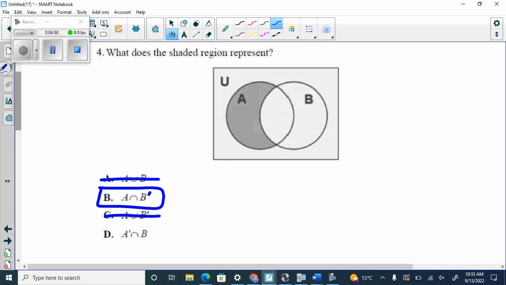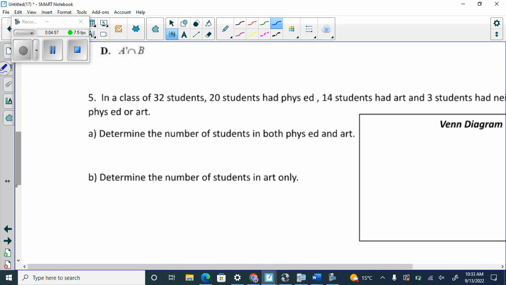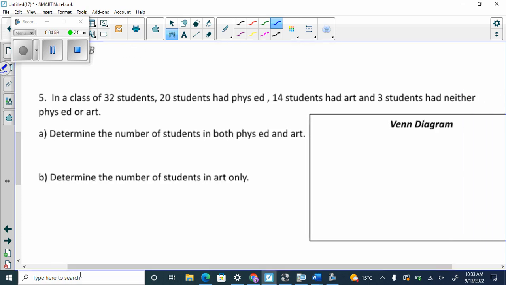Let's start. Get your paper out. All right. Okay. I don't know what's going on.